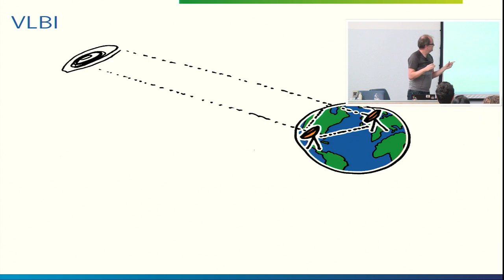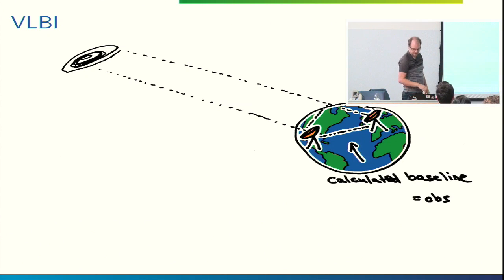And you can measure this time delay. Once you know the time delay, and you know which angle you're pointing at, you can calculate the baseline between them. And you can have things that are separated by 10,000 kilometers on Earth and figure out how far apart they are down to the centimeter level.